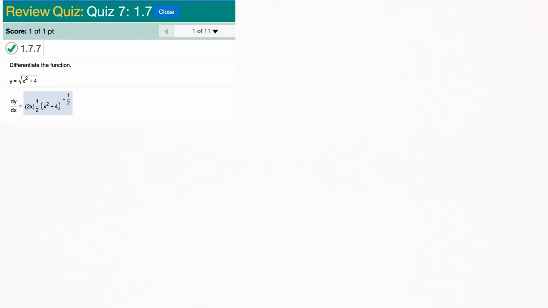Quiz 7 starts us off with this equation, y equals the square root of x squared plus 4, and it wants us to differentiate it or take the derivative, find that dy dx. I always tell people derivatives are like a burning house. You do not rush straight into a burning house. You need to kind of stop and address that situation.